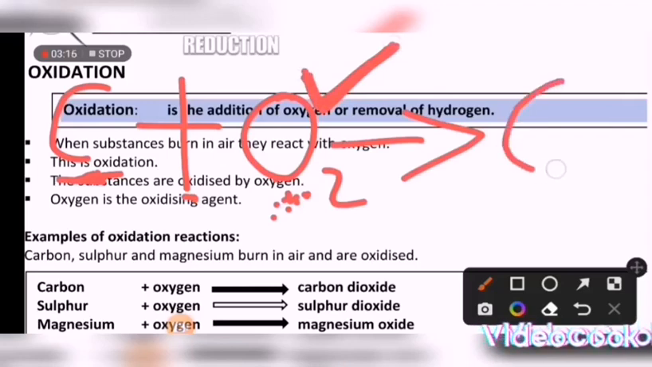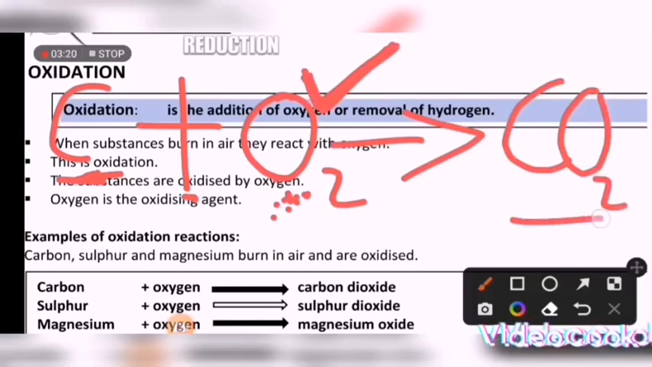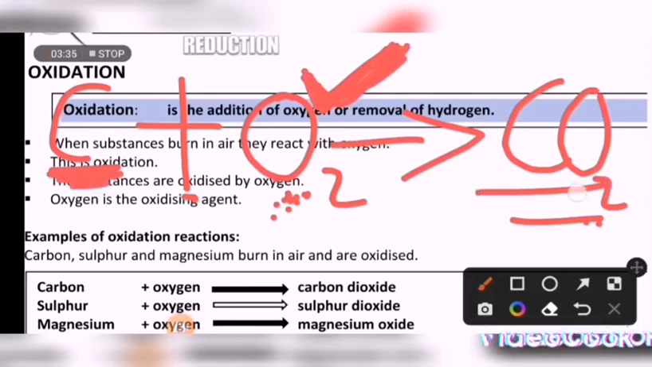Then we are left with CO2, which is carbon dioxide. So carbon dioxide is a product of oxidation, which means there is an addition of oxygen to carbon, so that we form carbon dioxide, which is CO2.